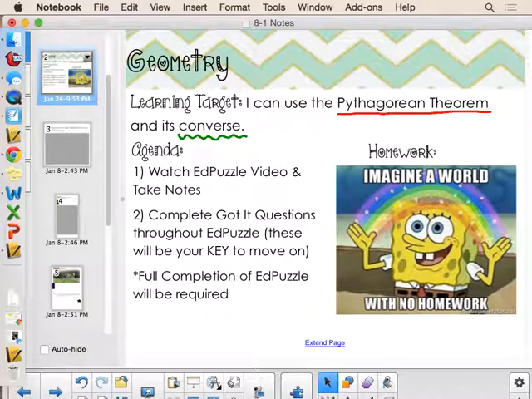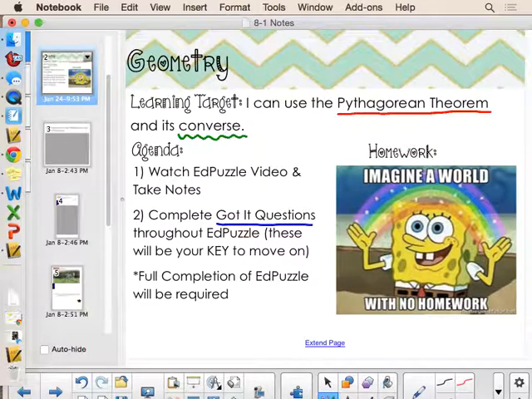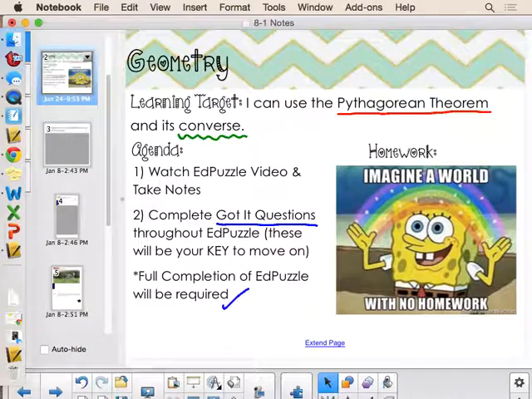Something that I will enable in the Edpuzzle is the ability to complete the guided questions. So your video will pause and require that you answer the questions correctly in order to move on to the remaining parts of the video. Full completion of your Edpuzzle will be required for a grade, just to ensure that everybody is doing their best to understand the material.